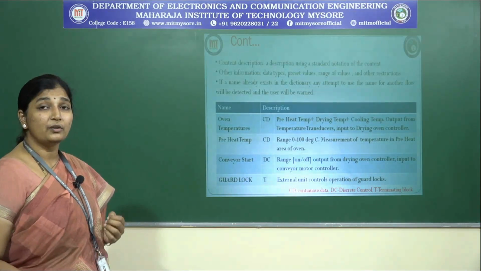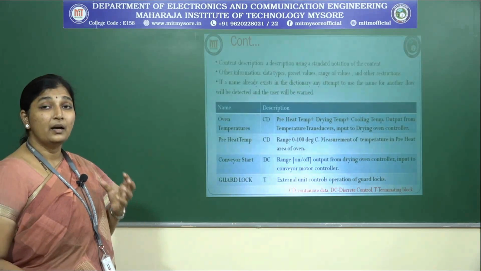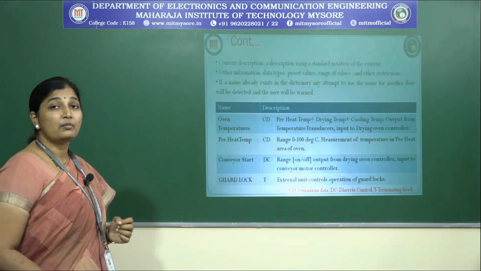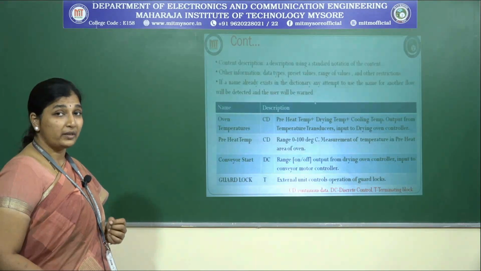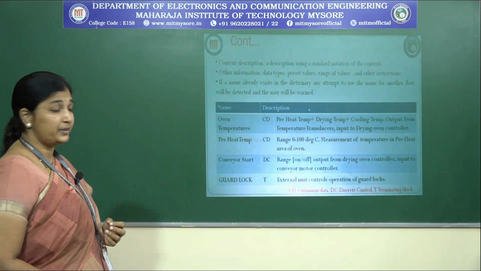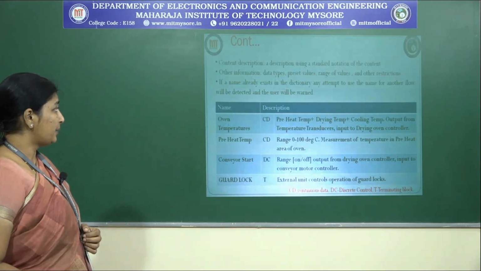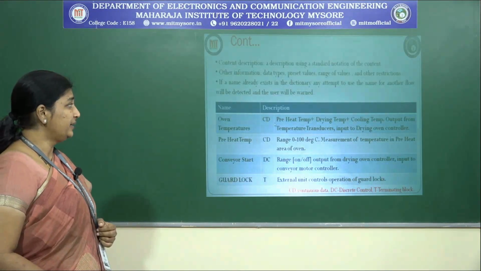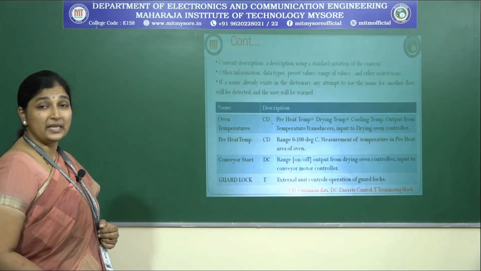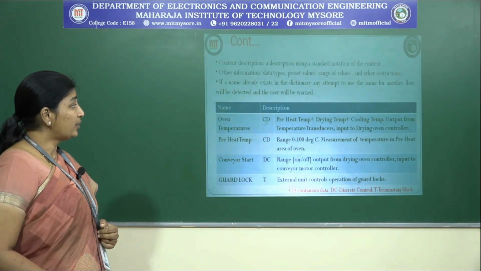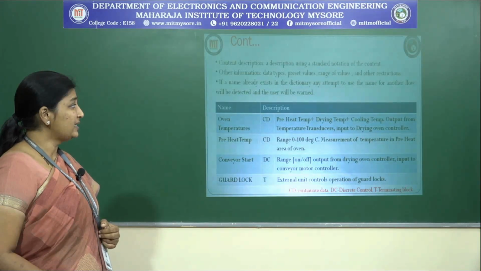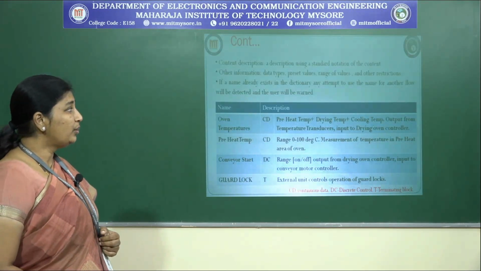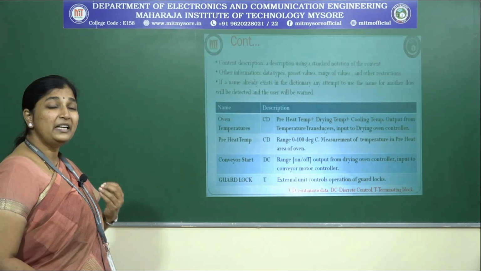These prerequisites are very important in order to define the entire context diagram. In the context diagram, we also have simple abbreviations. Let us know what they mean with a few examples. For example, if I have oven temperature, then you have CD. CD is nothing but continuous data. What is the CD here? It has been defined as the preheat temperature, drying temperature, cooling temperature. So all these things are being defined.